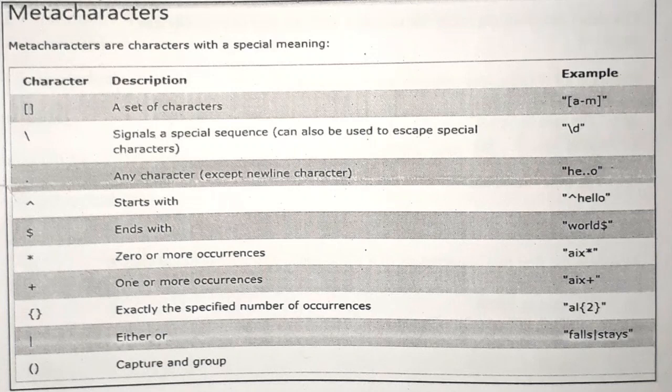After that we are having curly brackets, so exactly the specified number of occurrences. Like in the example I have written an into curly brackets, we are providing the 2. So 2 means we should have only 2 characters repeated. So in that case we are making use of curly brackets. After that either or, that is if you want that the particular string should contain either false or stays. So if any one of the words is present inside the string, then also the result will be displayed as true.